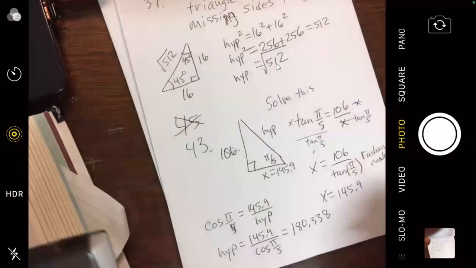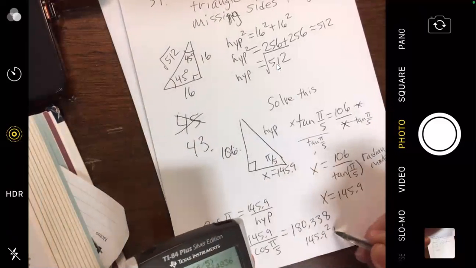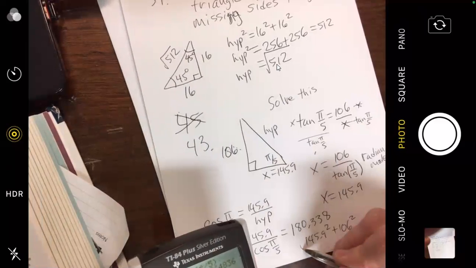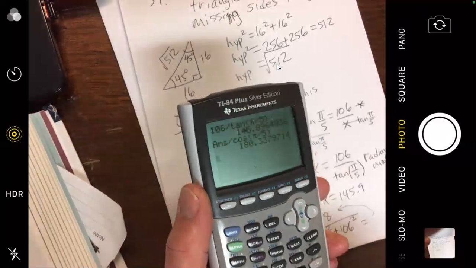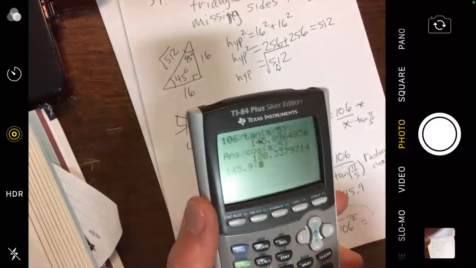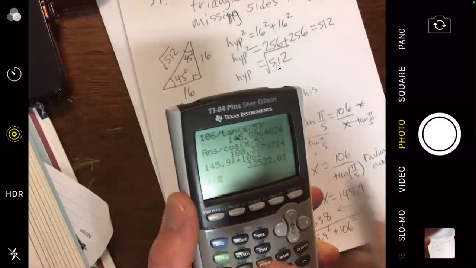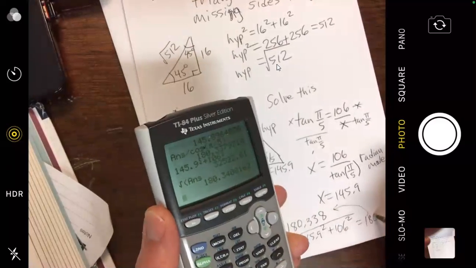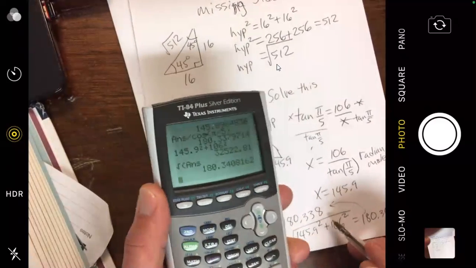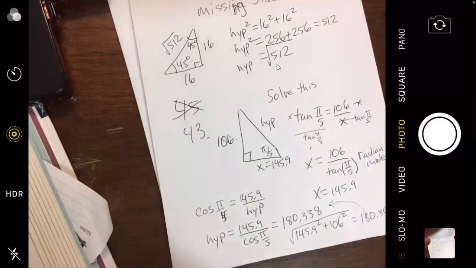Should be 180.337. We'll call it 338. You can quick check: take 145.9 squared, add 106 squared, take the square root. We'll come out close. It won't be exact because of round-off error. 180.34, 338, not too bad. Makes perfect sense to me.